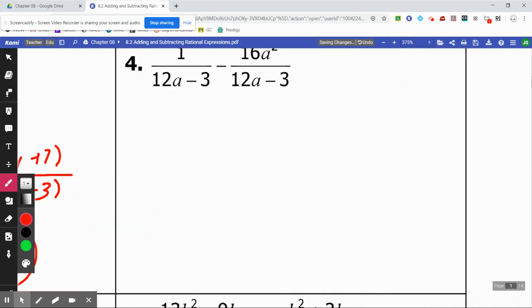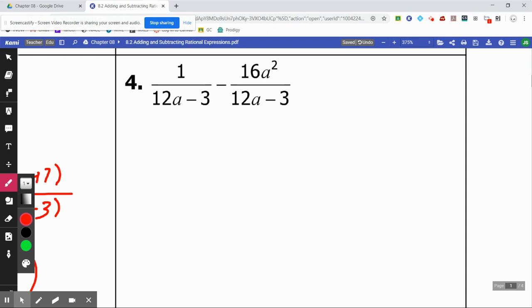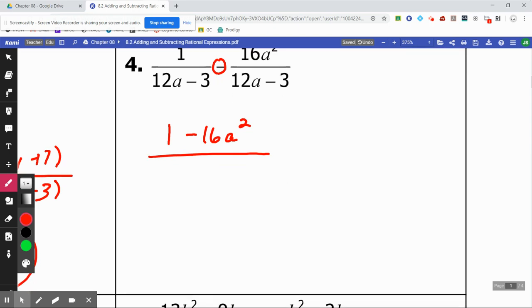Number 4, you already have a common denominator, so simply combine your tops. This minus, if there were two terms, it would go with both, but there's only the single term, so nothing combines on top. So it leaves you with that. And on bottom, you have your common denominator of 12a minus 3. Now let's factor. On top, you have difference of squares. Difference of squares factors into conjugates.